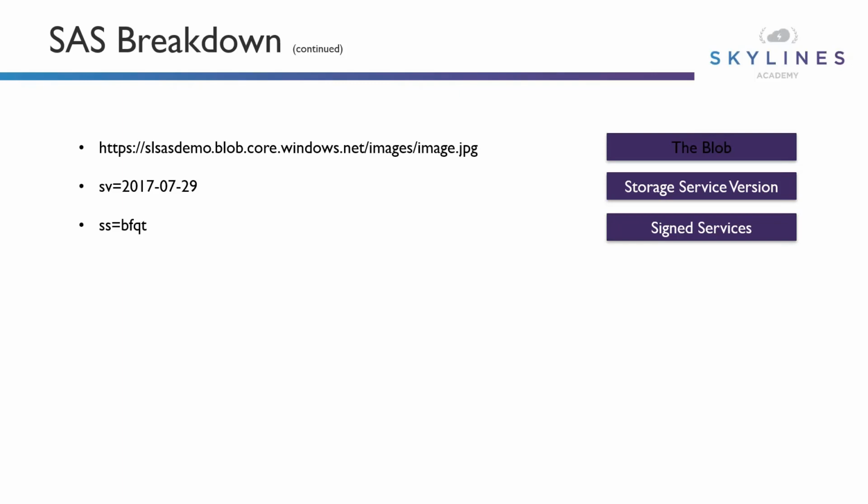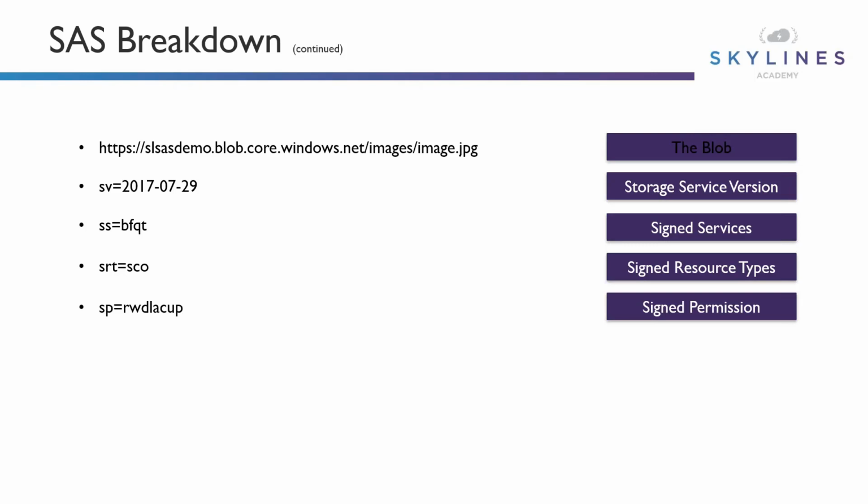SS is signed services. If we see BFQT, we've got blob, file, queue, table, so it just matches the services that we're allowed to access. If we only allowed access to blob, it would only have a B under that SS. Next, we have the signed resource types. So we have the storage account, the container, and the object available there.